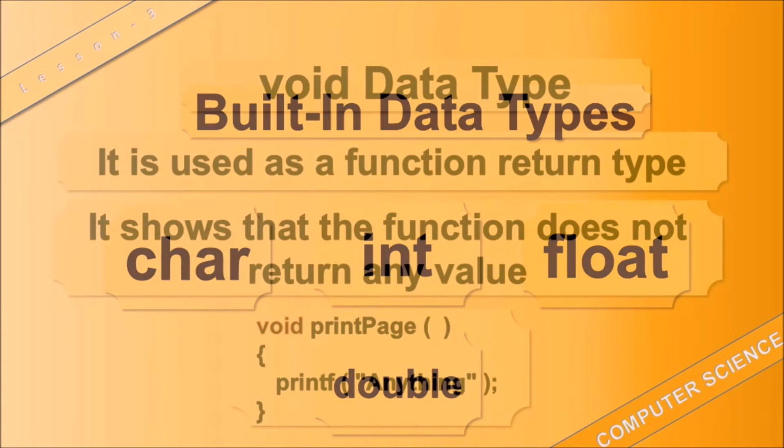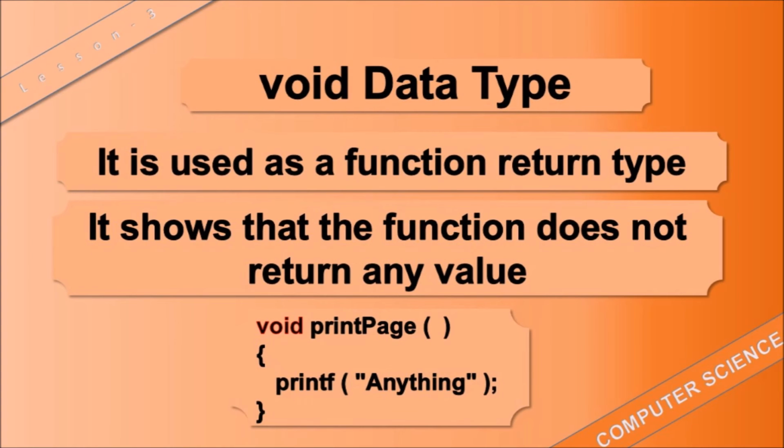We have a very special data type, void data type. It is used as a function return type. It is not used with variables and constants. It shows that the function does not return any value. So as we can see in the example, void print page. Print page is a function and void is its return type. So the function has to do just anything like printf anything. It doesn't return a value, it just does its work.